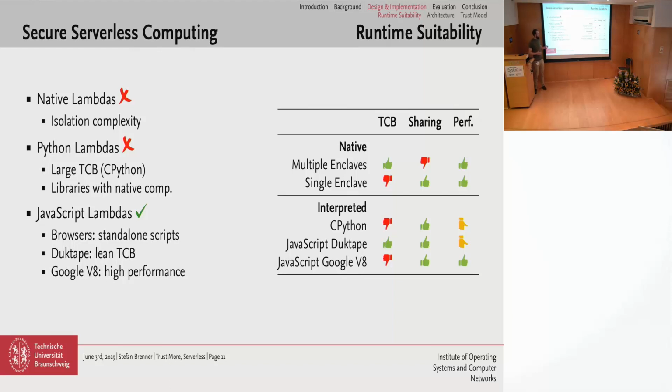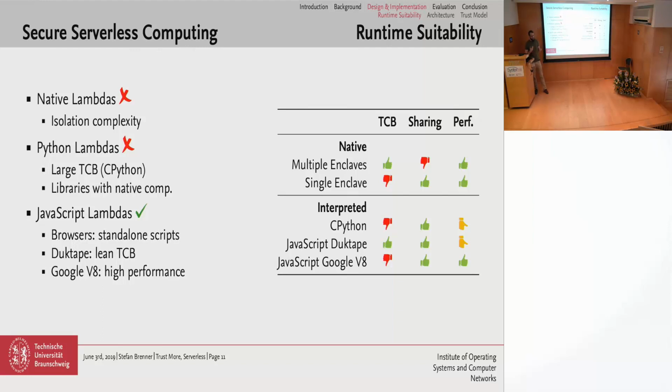The other opposite is to have one single enclave and have multiple native lambdas inside it. Well, that's good because we can now share some libraries, but we need to isolate that code inside the enclave from other lambdas, right? And this is the problem of native code isolation. So we need to have some native code sandbox inside the enclave, and that also adds complexity and trusted code base. So this is why we also looked into two different interpreted languages. Those are also the most popular ones for serverless cloud, so a lot of lambdas are already written in those languages.